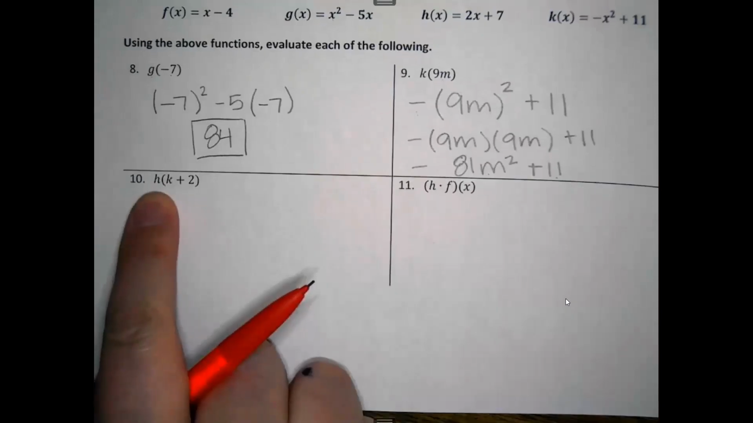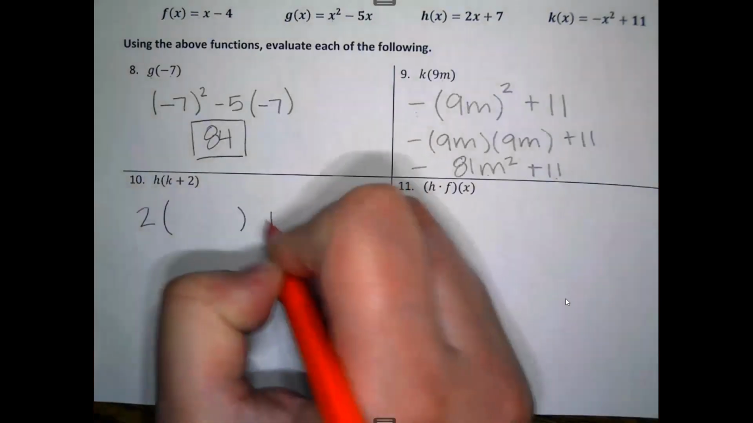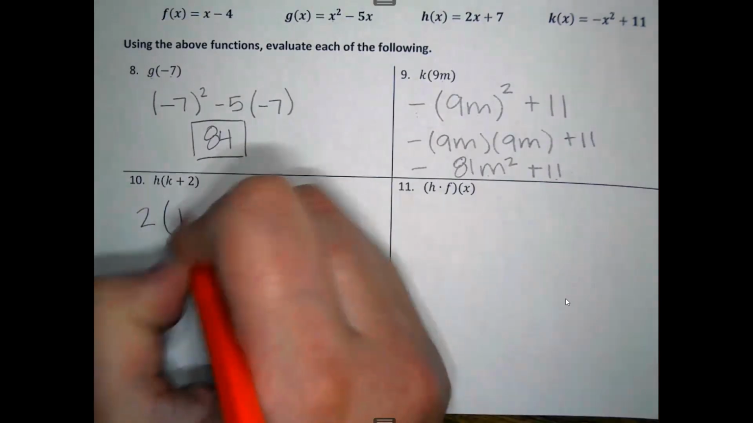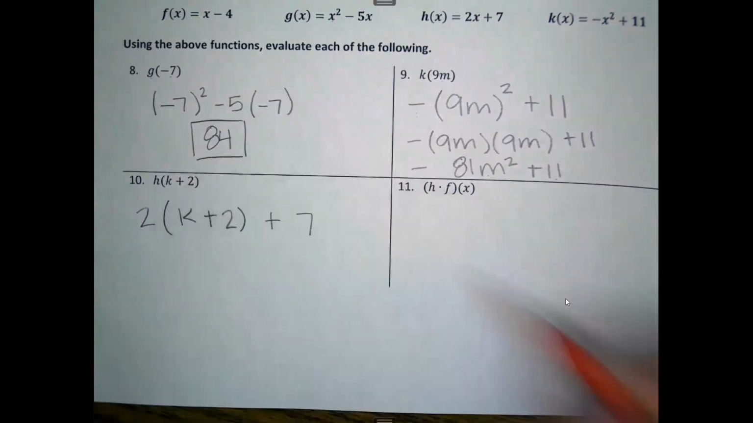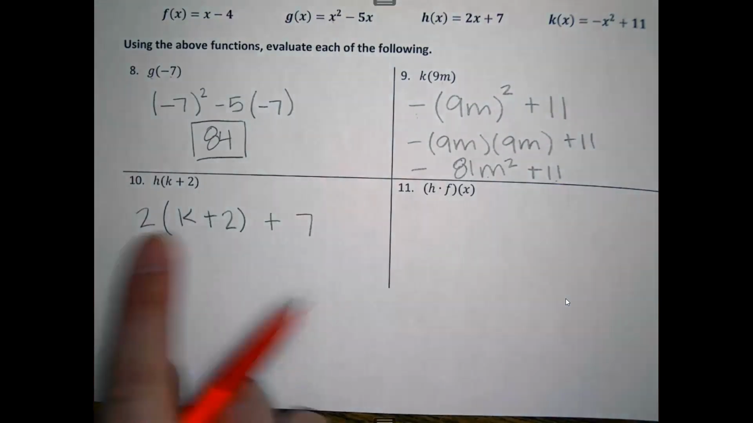Okay. Next says take function h. H is 2x plus 7, so 2, we're going to plug something in for x, and then we got a plus 7. And the stuff that we're plugging in for x is k plus 2. And since there's a letter in here, we can't plug it in our calculator. What do we do with the 2 in the front?